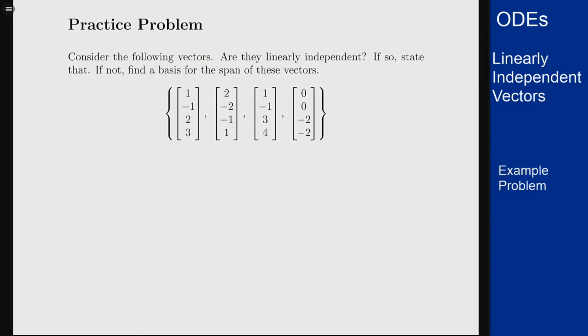In this example, we want to look at a set of vectors, determine if they are linearly independent, and then if not, find a basis for the span of those vectors. So the way we go about this problem is to put these into a matrix as the columns, and then row reduce the matrix, and that will tell us, A, if they are independent, and if not, which vectors we need in order to get a basis for the span of these vectors. So let's start by writing this into a matrix.